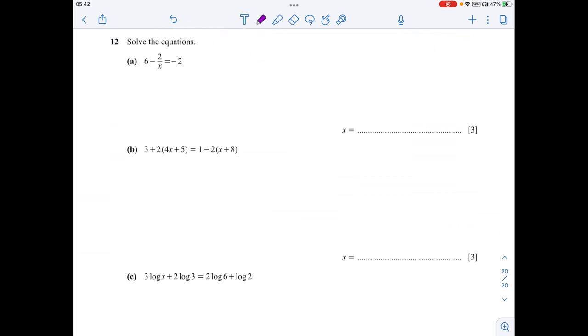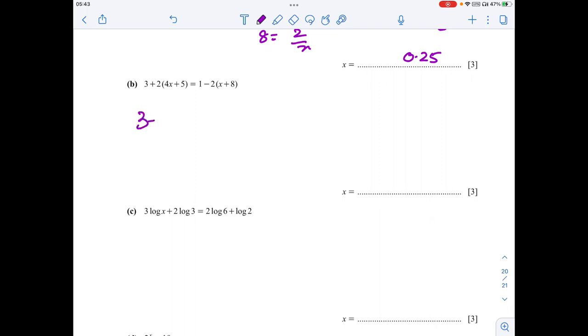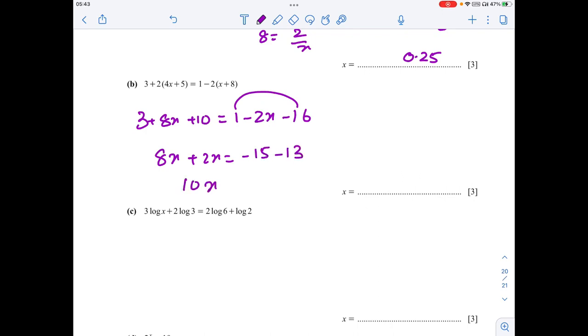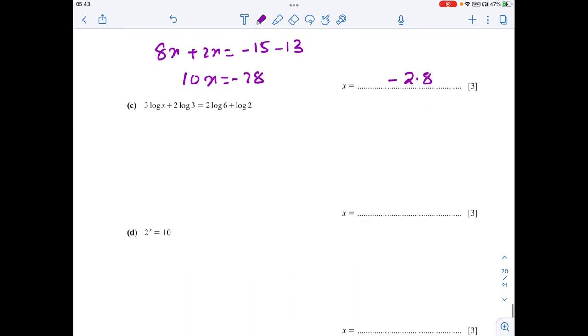Coming to question number 12, solve the equation. So 6 plus 2 equals 2 upon x, 8 equals 2 upon x, 8x equals 2, x equals 2 upon 8, which is 0.25. Simplify the next one, 3 plus 8x plus 10 equals 1 minus 2x minus 16. So 8x plus 2x equals, this is negative 15, negative 13. 10x equals negative 28, x equals negative 2.8.